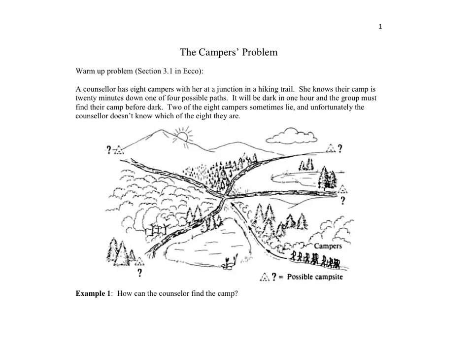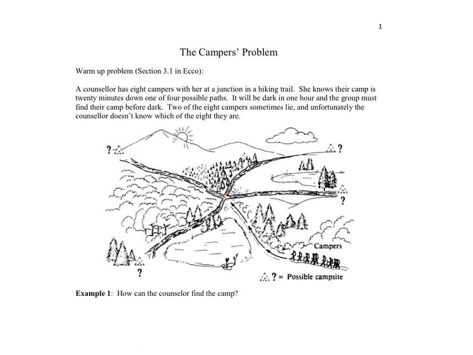Welcome, welcome, welcome. In this video, we're going to discuss one of my favorite problems that has to do with coding theory. It's called the camper's problem. So it goes like this. A counselor has 8 campers with her at a junction. So the junction is right here, and they've been wandering around, exploring things, and they've come back to this junction.